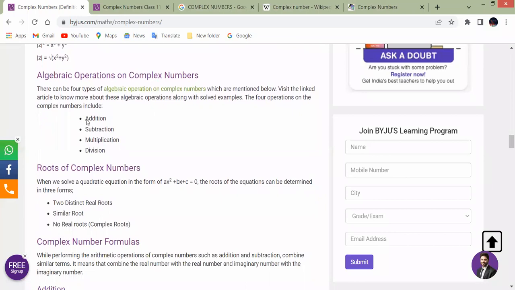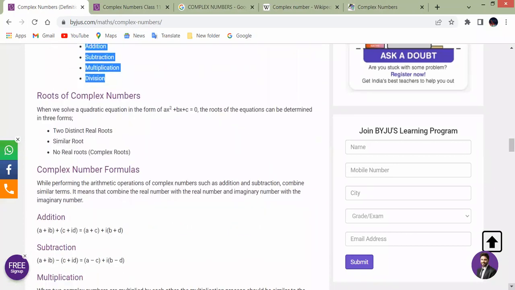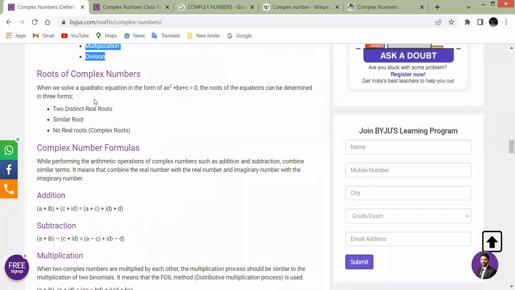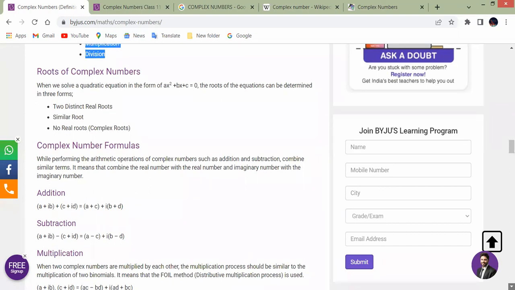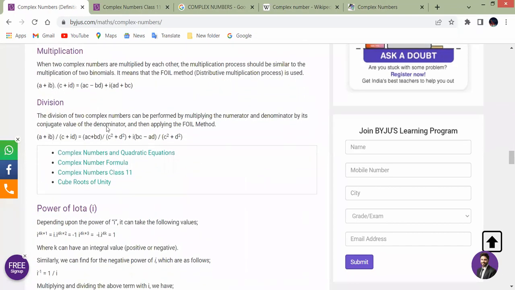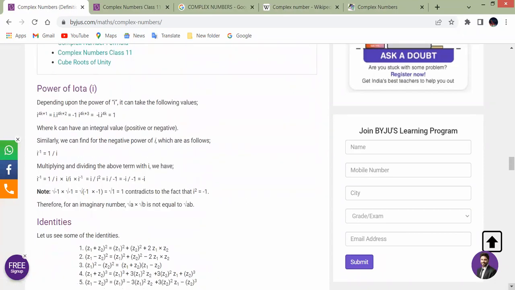There are also operations like addition, subtraction, multiplication, and division. We can apply these operations. We can apply them to roots of complex numbers when we solve a quadratic equation of the form ax square plus bx plus c. So what are the roots? Roots can be distinct real roots, equal roots, and complex roots. This is the addition of complex numbers, this is subtraction. Similarly, there is multiplication and division of complex numbers. Now the power of iota: if we discuss the power of iota, we know that iota square is equal to -1.